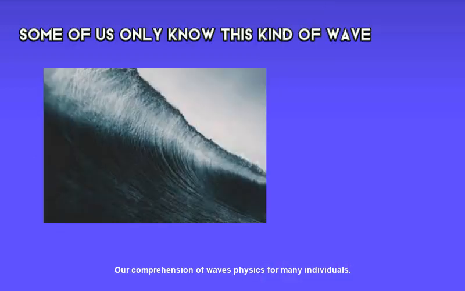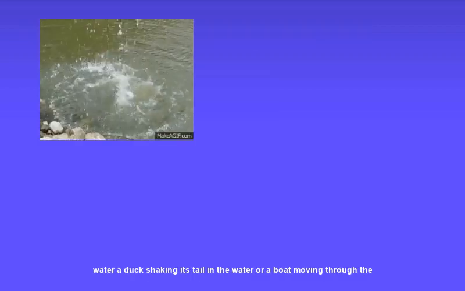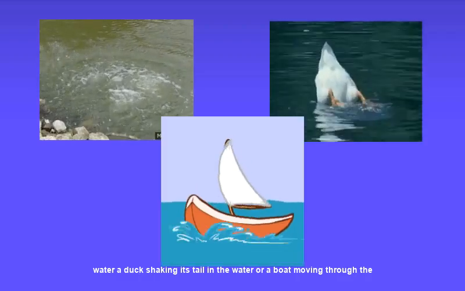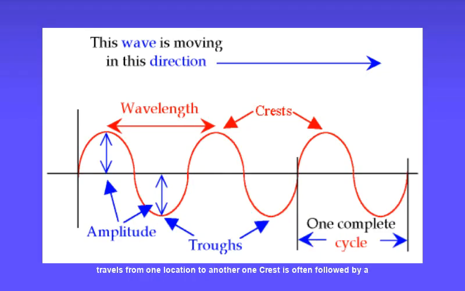For many individuals, the image of a wave sweeping across the surface of an ocean, lake, pond, or other body of water comes to mind immediately when they think of waves. A disturbance such as a rock thrown in the water, a duck shaking its tail in the water, or a boat moving through the water causes the waves. The water wave has a crest and trough that travels from one location to another. One crest is often followed by a second crest, which is often followed by a third.